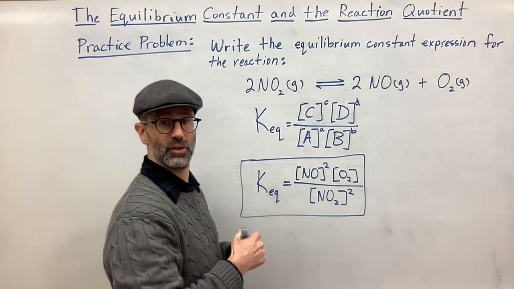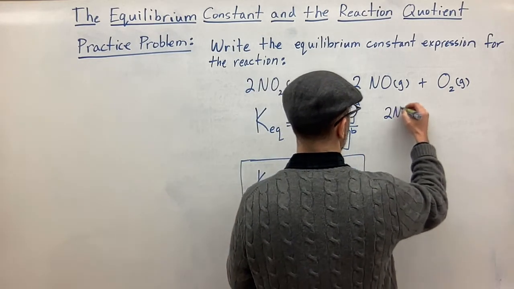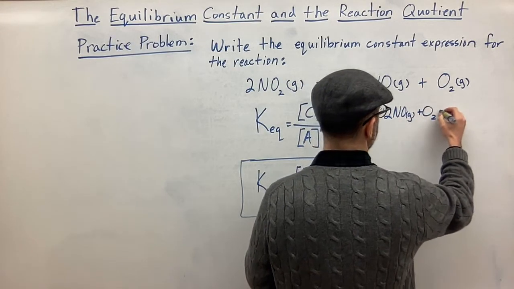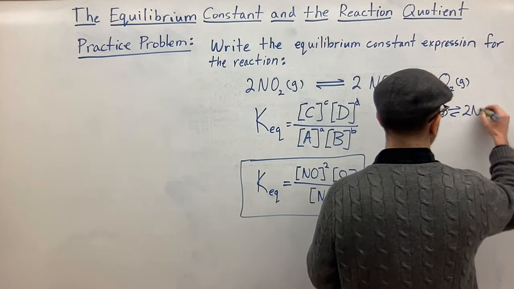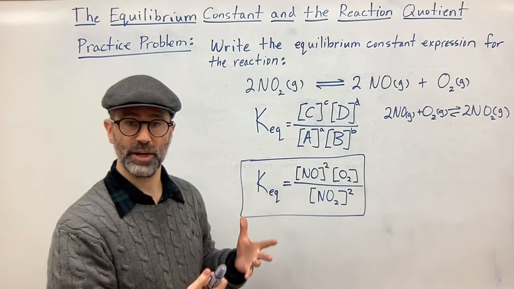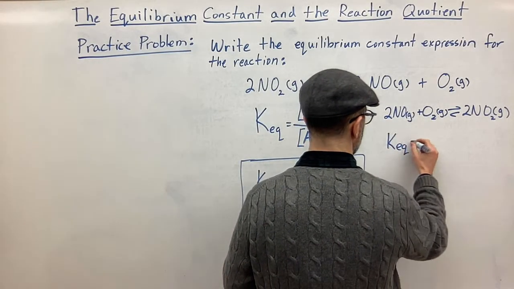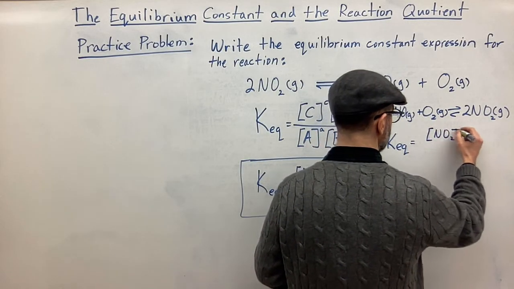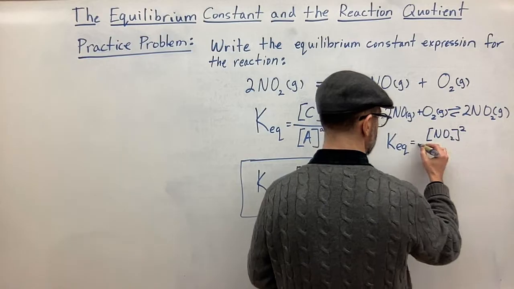So if I write that really quick, here you'll have 2NO gas plus O2 gas in equilibrium with 2NO2 gas. Right, so there's our reverse reaction. So the KEQ for this would be the concentration of NO2 squared, because we have a 2 there, so raising that to the second power.